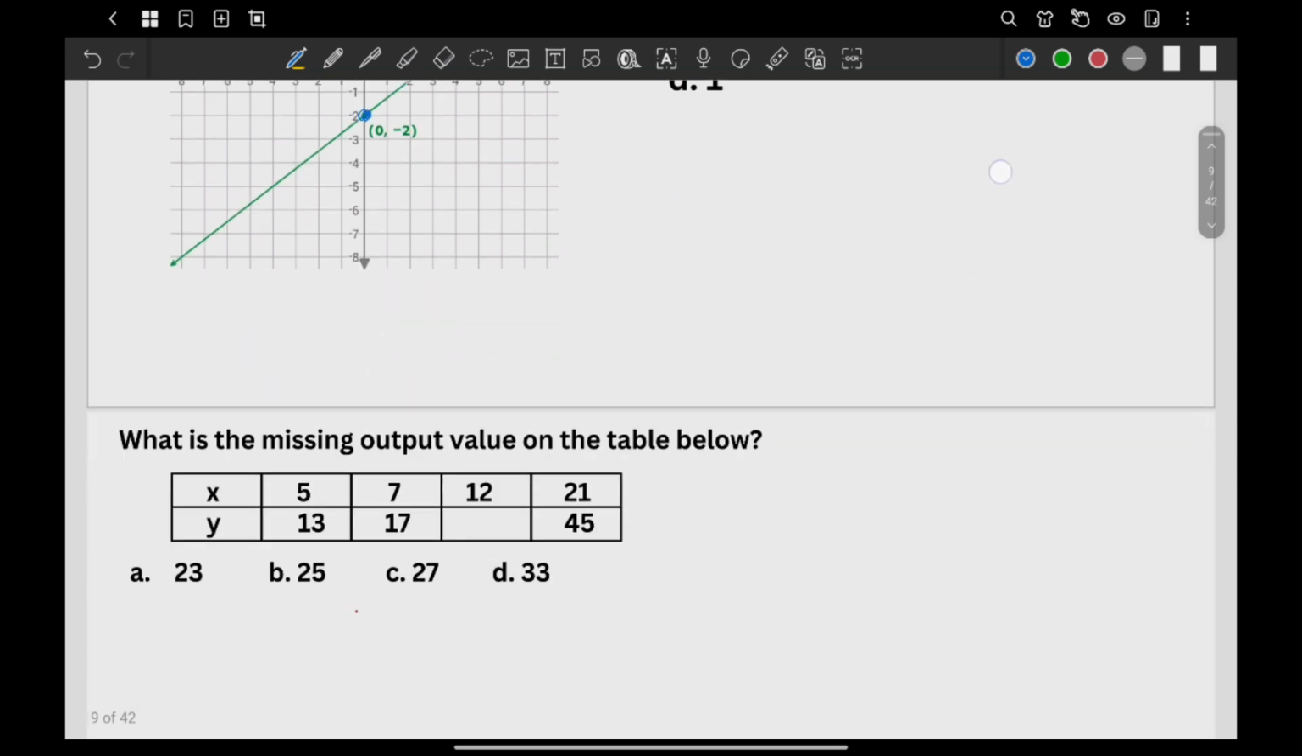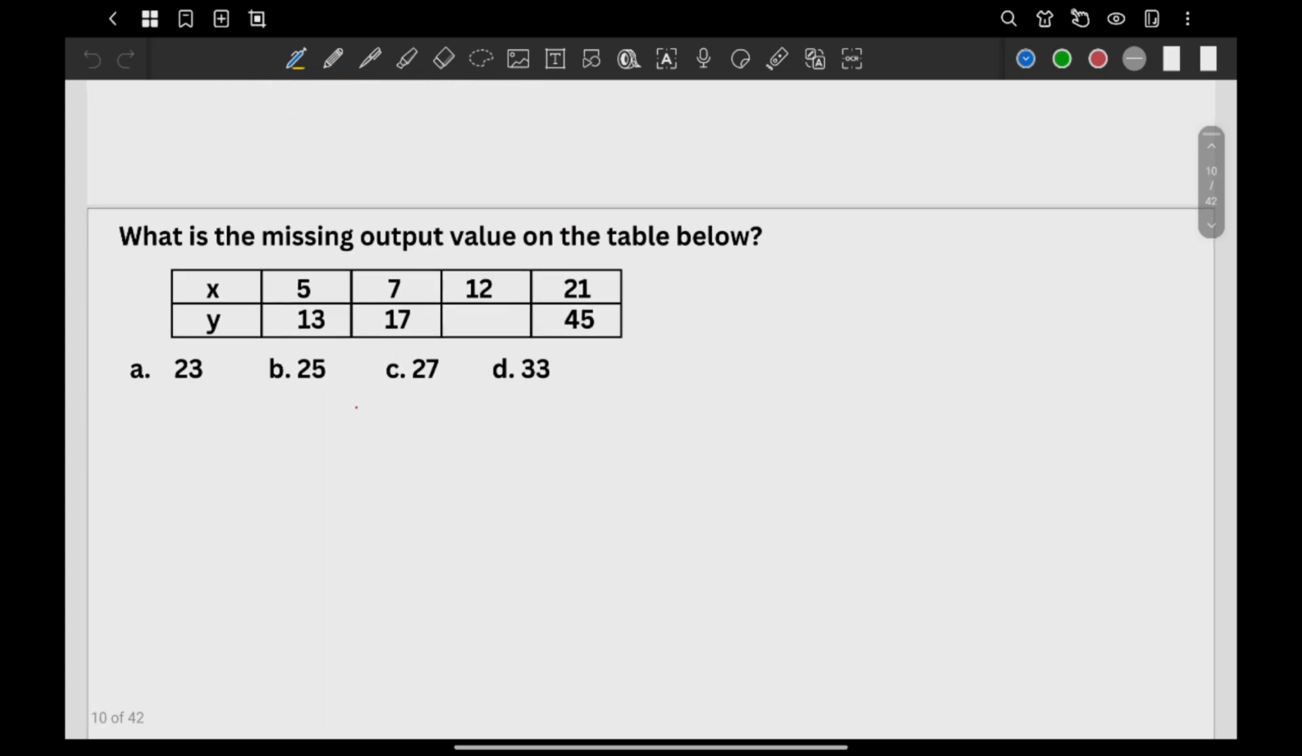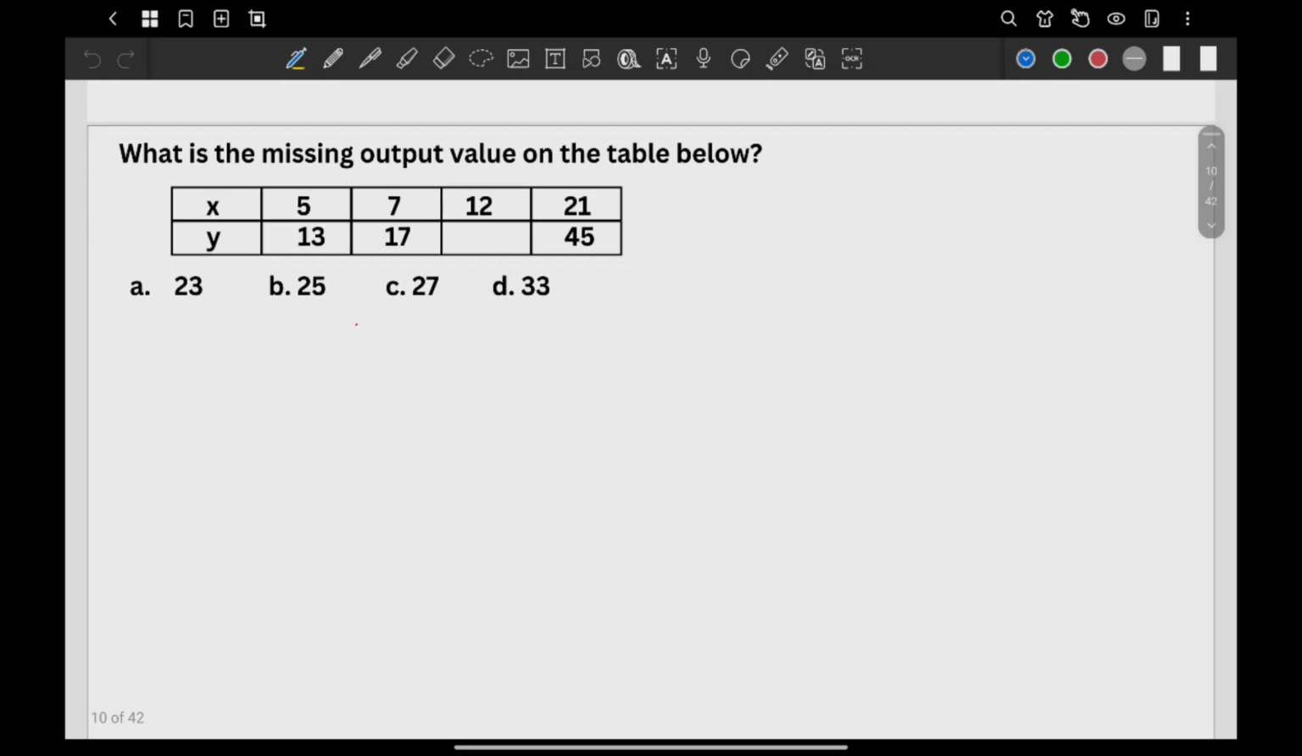Next one. What is the missing output value on the table below? Actually, in this one, there's already a longer version of the solution in your Canva reviewer, right? So this time, let's try to approach this one a bit differently and a bit shorter. This one has something to do with a pattern. But to do this better, let's solve first our slope.